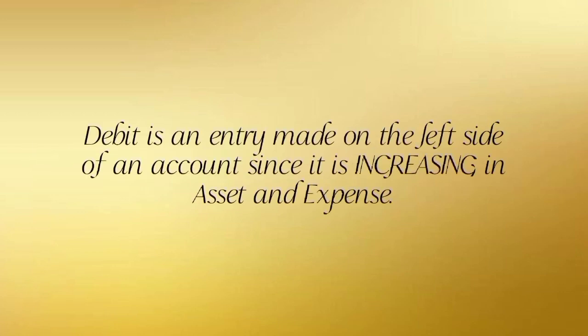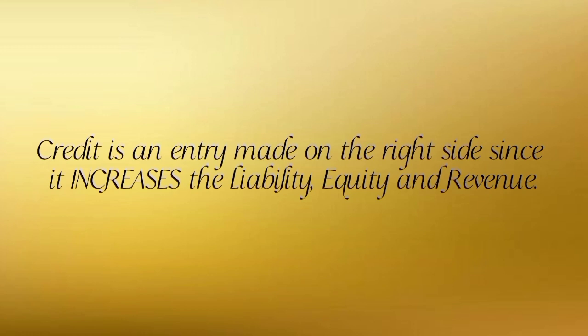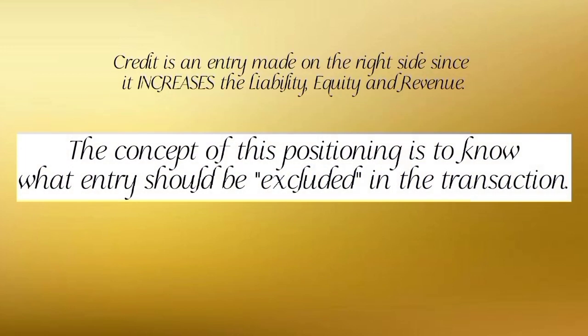Debit is made on the left side of an account since it is increasing asset and expense. Basically, the theory about positioning of the entry is that we can picture what entries are entering in the transaction. On the other hand, a credit is an entry made on the right side since it increases the liability, equity, and revenue. The concept of this positioning is to know what account should be excluded in the transaction.